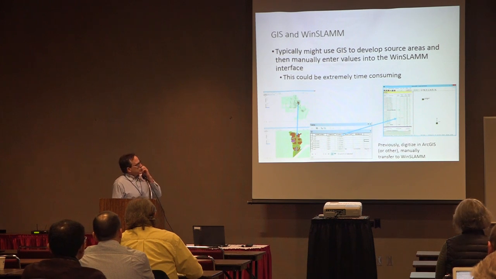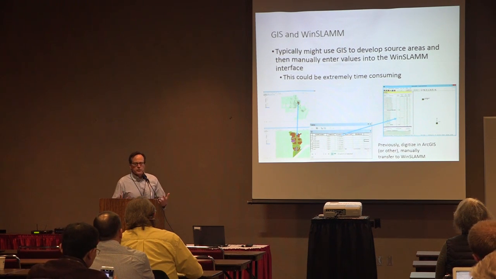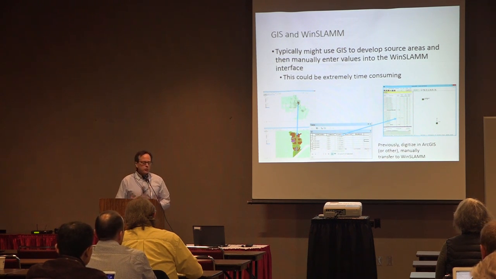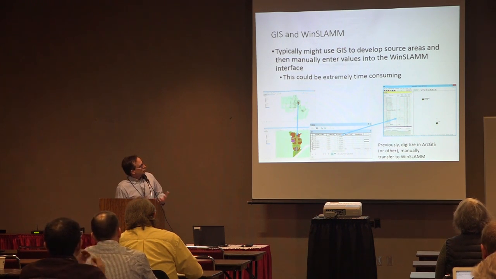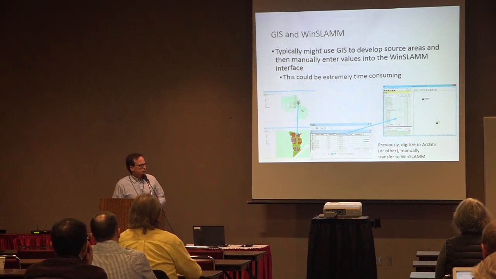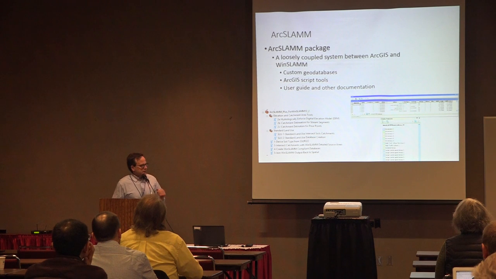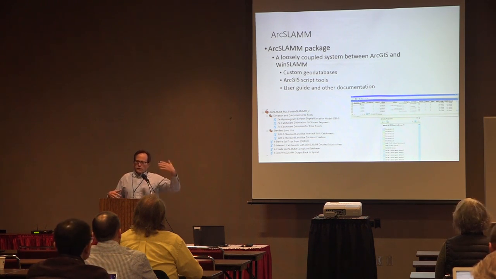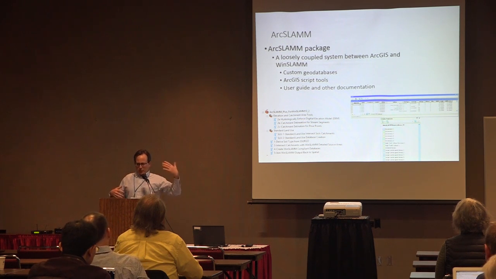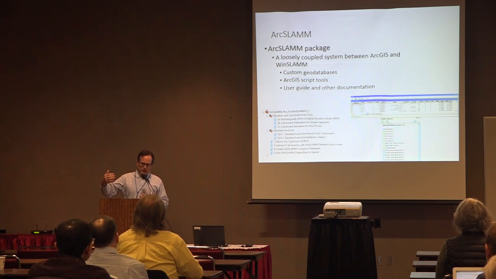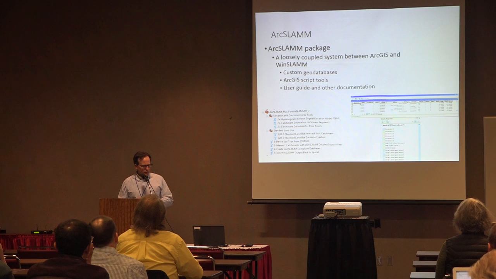So again, even before our tools, people were using GIS as pre-processing and post-processing tools to work with WinSLAMM. What we've done is try to make it more efficient and automated. So basically, we just have a loosely coupled system. We use ArcGIS and our tools and database to prepare data that WinSLAMM can then use, and then we can take those data back from WinSLAMM and map and visualize it in ArcGIS.